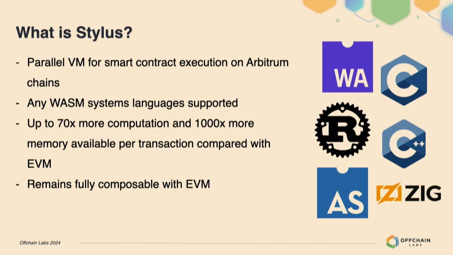It allows up to 70 times more computation per unit of gas and as much as 1,000 times more memory per transaction compared with the EVM. All the while, it remains fully composable with the EVM, so you're able to write Solidity smart contracts, and you're able to write Rust contracts and have them talk to each other as needed. So you can still plug into the broader Arbitrum ecosystem. You don't have to give anything up. You just choose which execution environment that you want for your smart contract.